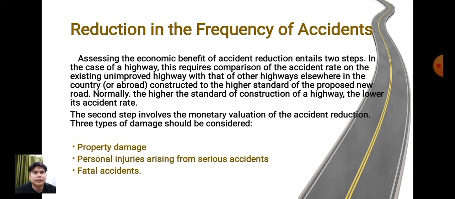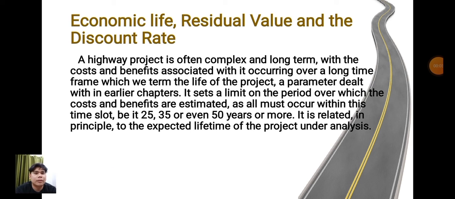Reduction in the frequency of accidents. Assessing the economic benefit of accident reduction entails two steps. In the case of the highway, this requires comparison of the accident rate on the existing unimproved highway with that of other highways elsewhere in the country, constructed to the higher standards of the proposed new road. Normally, the higher the standards of construction of a highway, the lower its accident rate. The second step involves the monetary valuation of the accident reduction. Three types of damage should be considered: property damage, personal injuries arising from serious accidents, and fatal accidents. Economic life, residual value, and the discount rate.